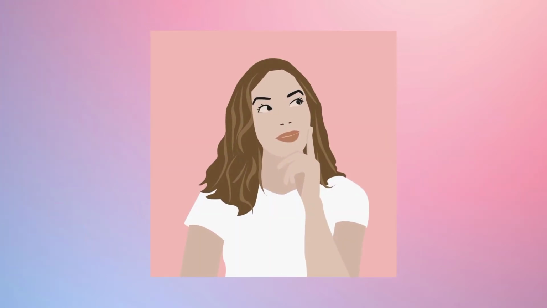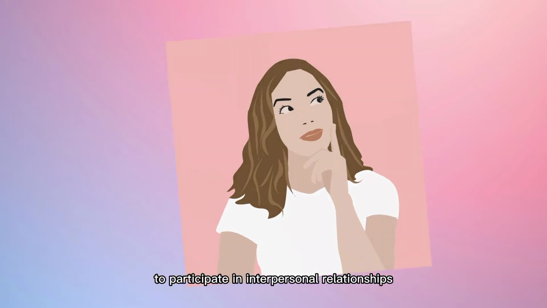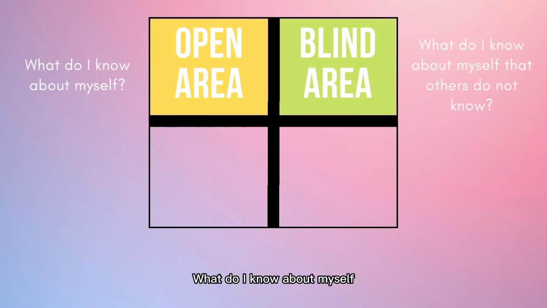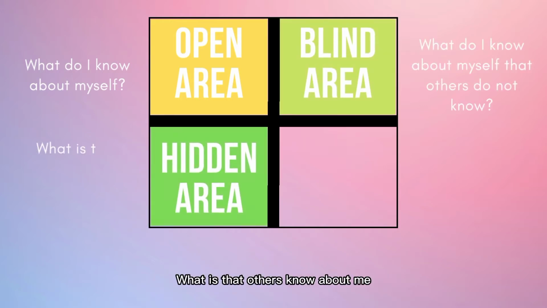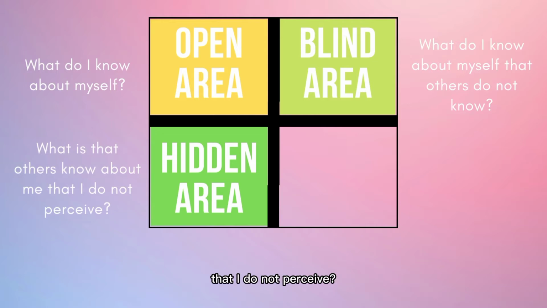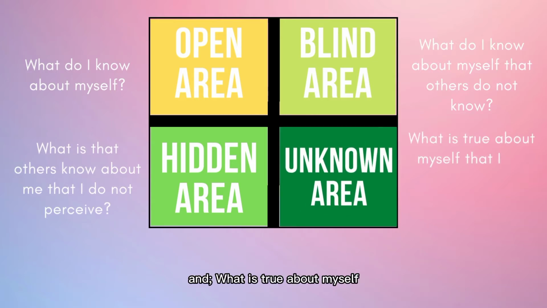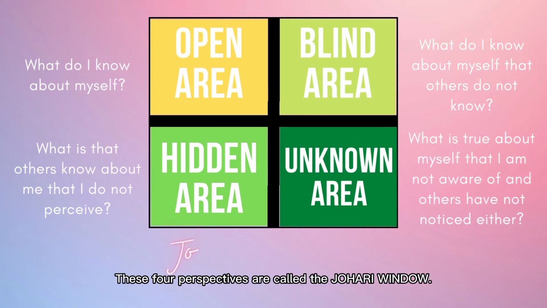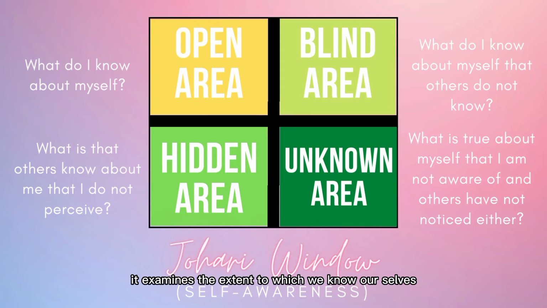But usually, some of us are contented to participate in interpersonal relationships without asking: What do I know about myself? What do I know about myself that others do not know? What is it that others know about me that I do not perceive? And what is true about myself that I am not aware of and others have not noticed either? These four perspectives are called the Johari window. It examines the extent to which we know ourselves, or self-awareness.